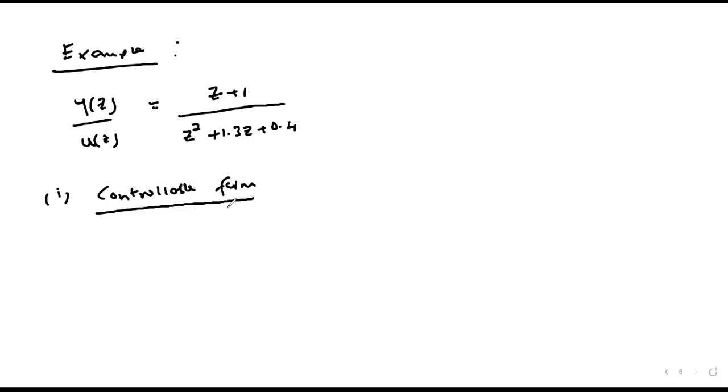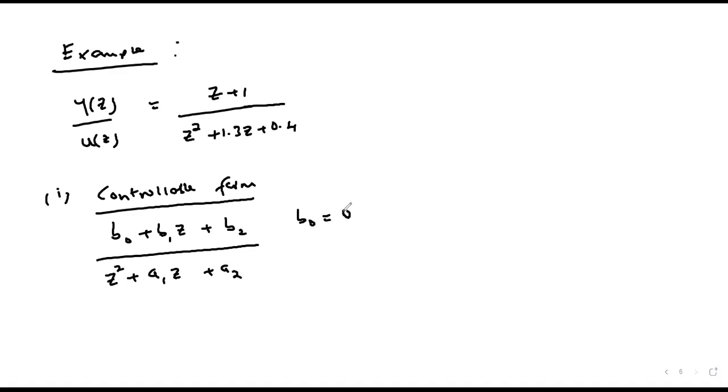It's good to note that this being a second order system, the denominator can be written as (B0 Z squared plus B1 Z plus B2) over (Z squared plus A1 Z plus A2), where our B0 is 0, B1 is 1, and B2 is also 1. Our A1 is 1.3, and our A2 is 0.4.